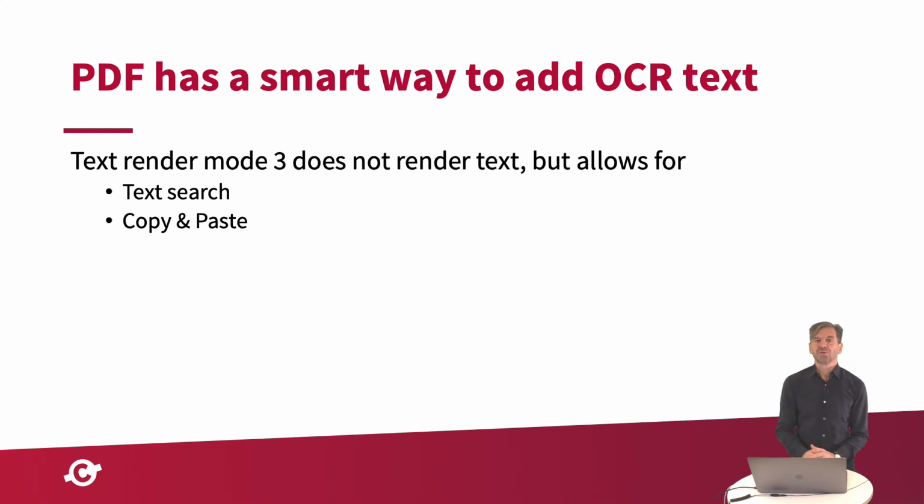For that purpose, PDF introduced a specific render mode, which is called render mode 3. Text that is placed and positioned in text render mode 3 is never rendered when the PDF file is rendered on screen or when it's printed. It's just invisible. However, a PDF viewer can access it and use it as any other text. So you can select the text, you can search for the text, you can copy the text out of the PDF file. All of that is possible with text in render mode 3.